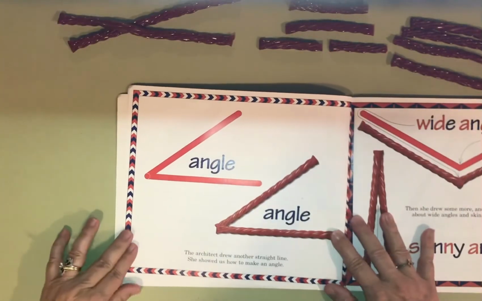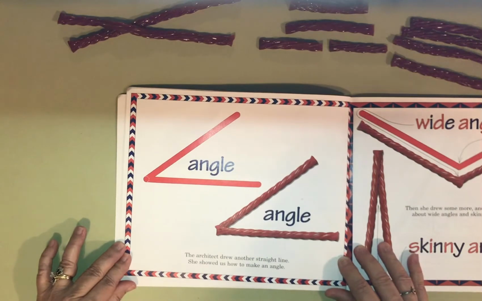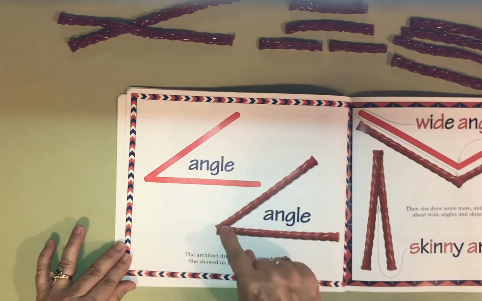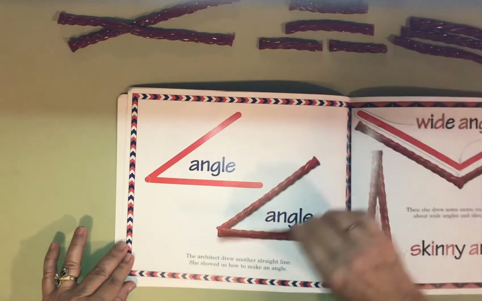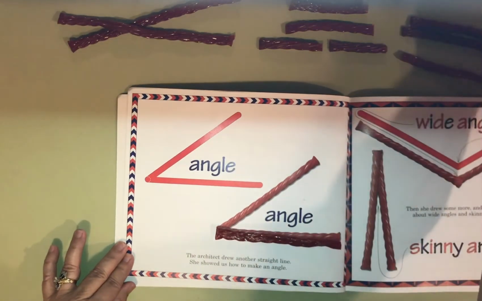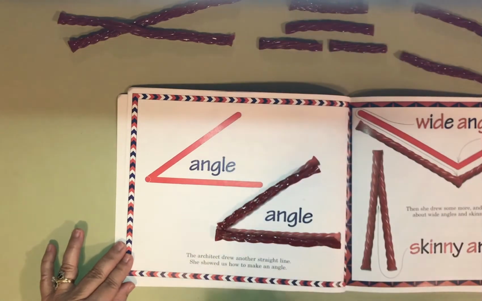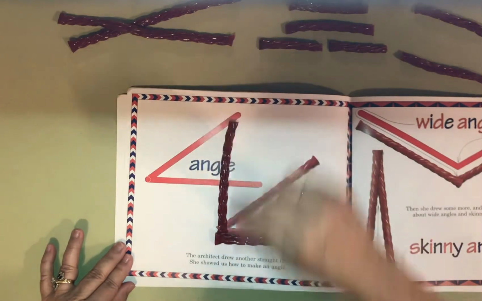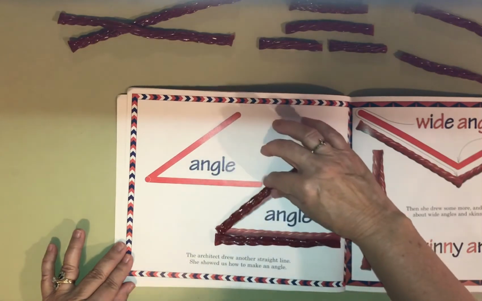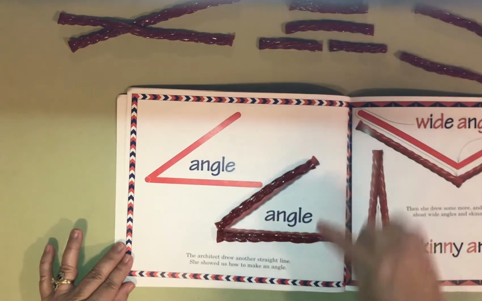The architect drew another straight line. She showed us how to make an angle. This particular angle has a name because it is less than 90 degrees. This would be 90 degrees, which is a right angle. But because it is less than 90 degrees, it is called acute.